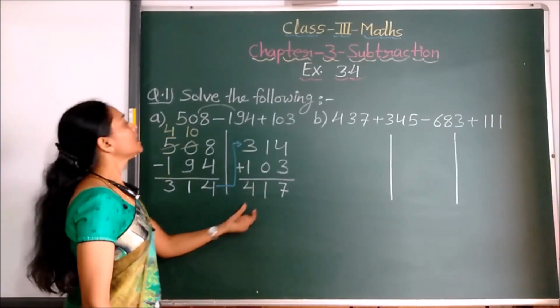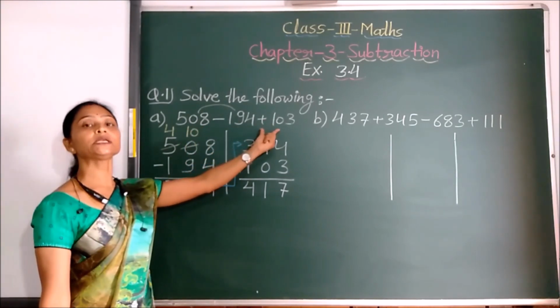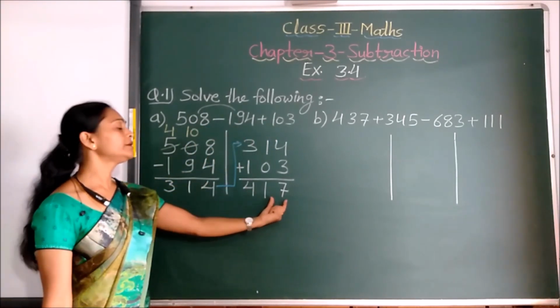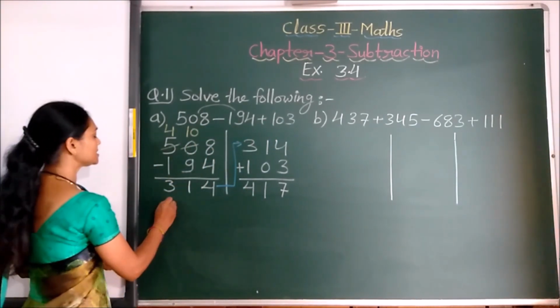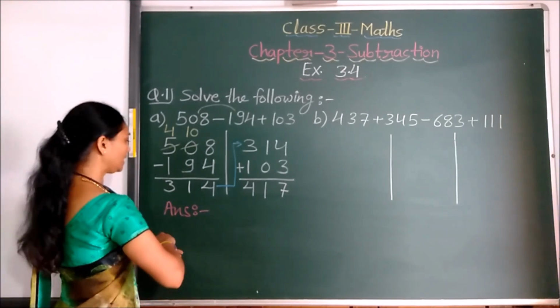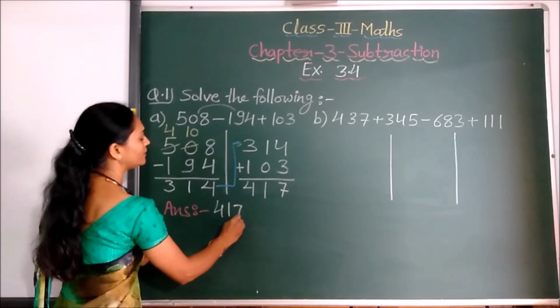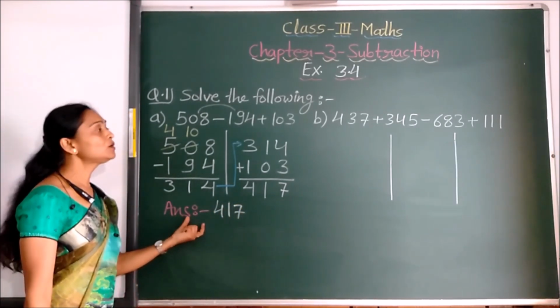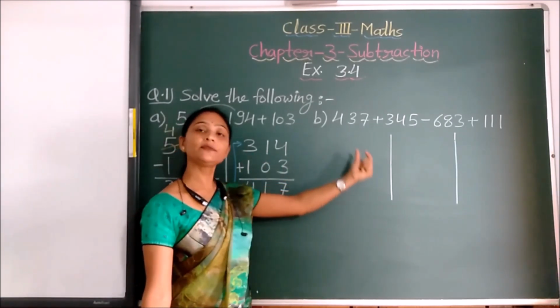So this way after solving this question we got 417. What is the answer? Answer is 417. So we will write here 417. Now same way we may solve this one also.